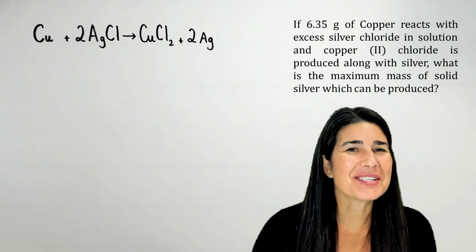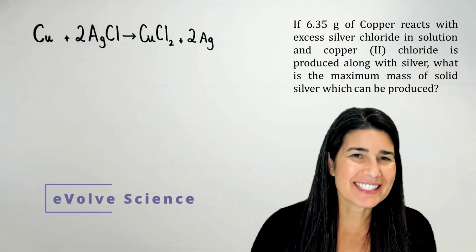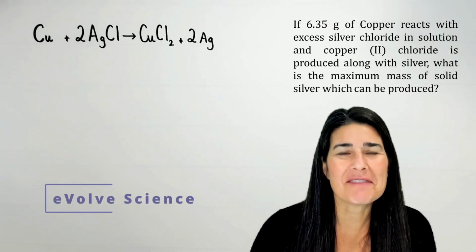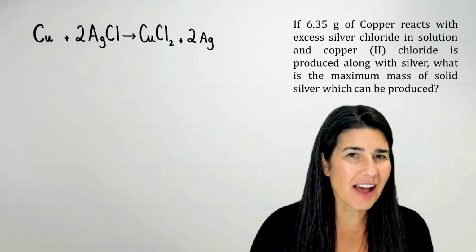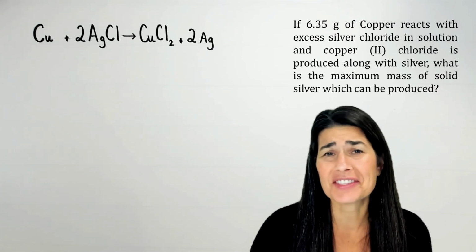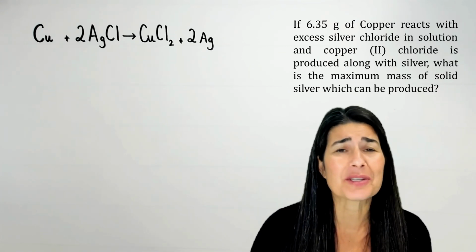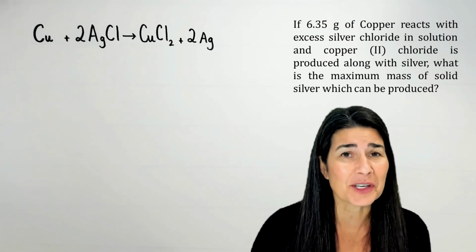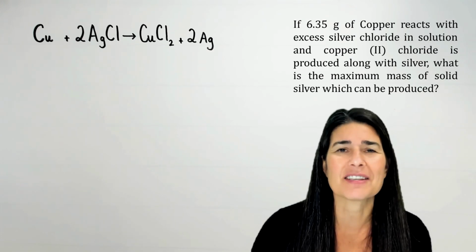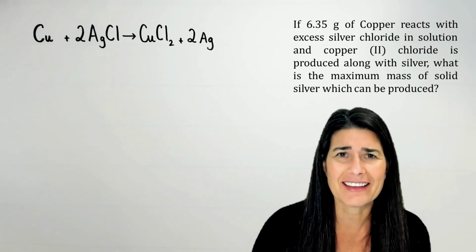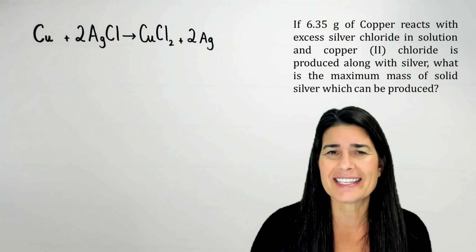Okay, let's try this problem. Here they say if 6.35 grams of solid copper reacts with excess silver chloride to produce copper 2 chloride and silver, what's the maximum mass of silver that can be made? All right, let's take it one piece at a time.